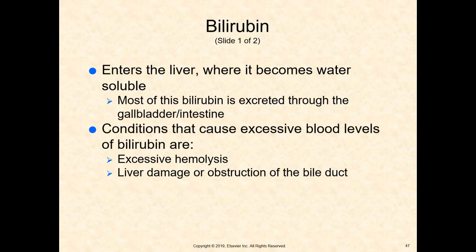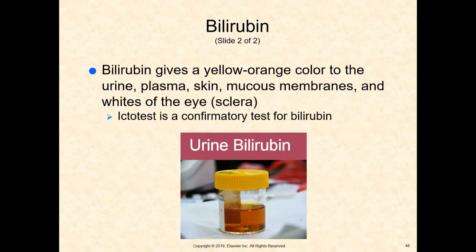Bilirubin is next. This one enters the liver where it becomes water soluble. Sometimes your liver isn't working, so it's not able to make it water soluble. So we end up with this greasy yellow bilirubin floating around the bloodstream. You can see it in the skin. They kind of turn yellow. They have jaundice. Their eyes kind of turn yellow. And they'll have a very dark yellow, almost amber colored urine as well. Here's what the urine from a patient who has a high bilirubin might look like. We can see it in the whites of the eyes as well. The confirmatory test for this is the icto test.